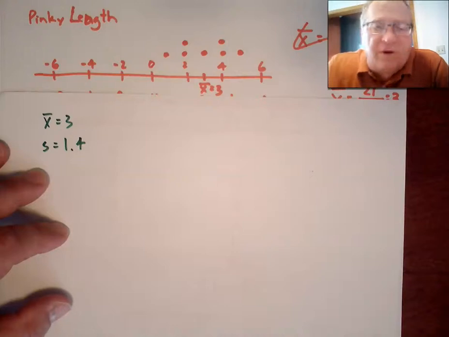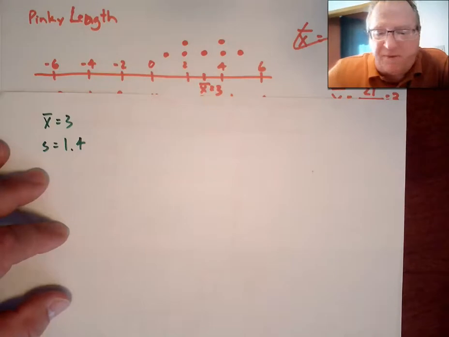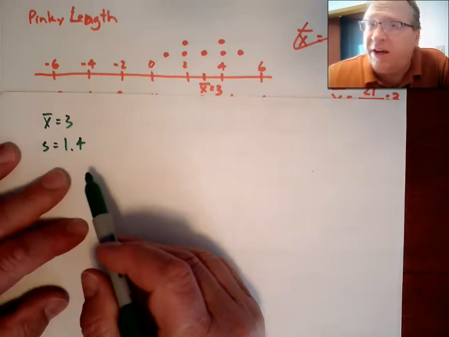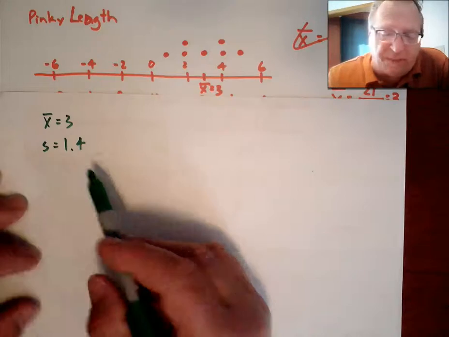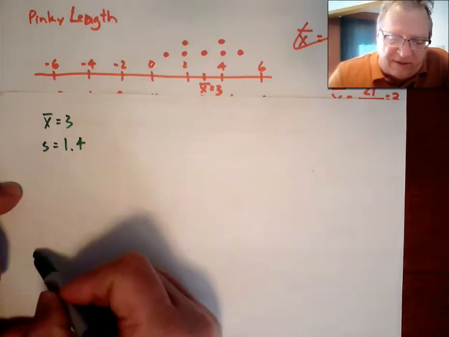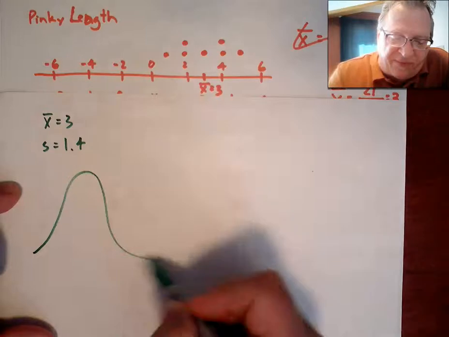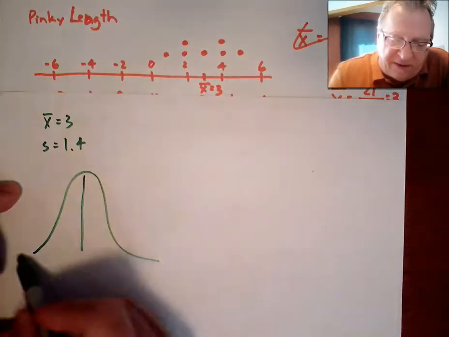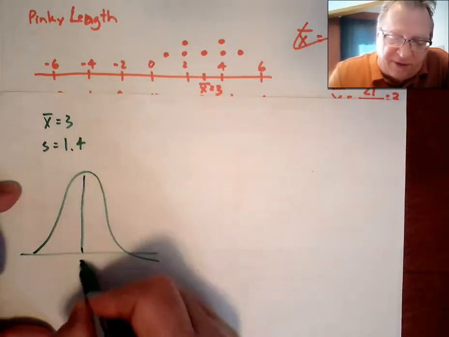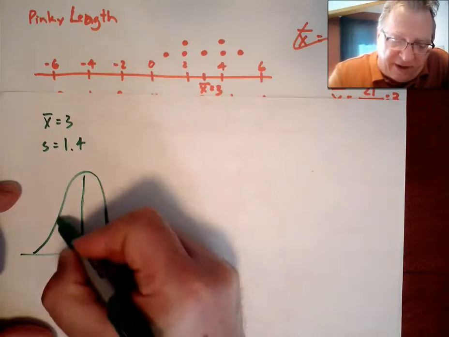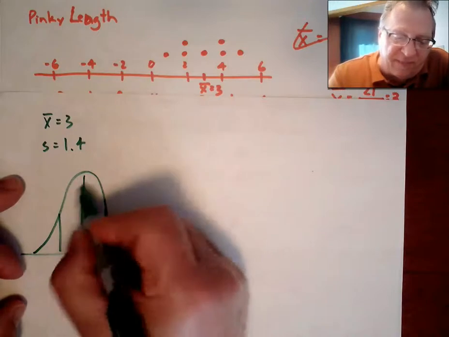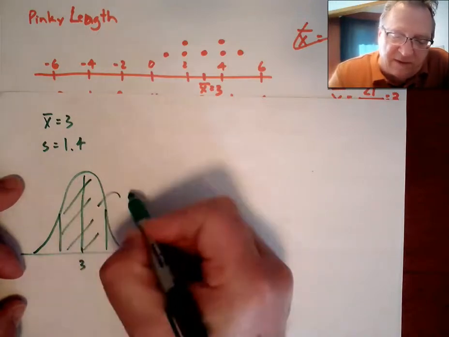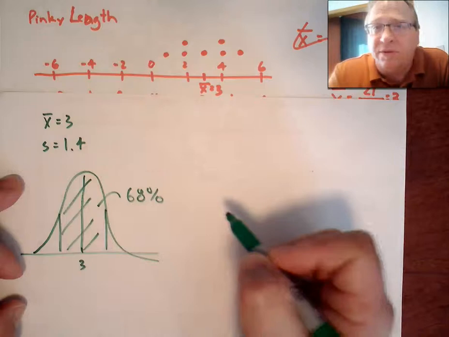Okay, we calculated the sample mean equaling 3, and we just finished calculating our sample standard deviation, 1.4. Recall from our normal curve that with a mean, in our case 3, at plus or minus 1 standard deviation, we should get 68% of all values between those two values.